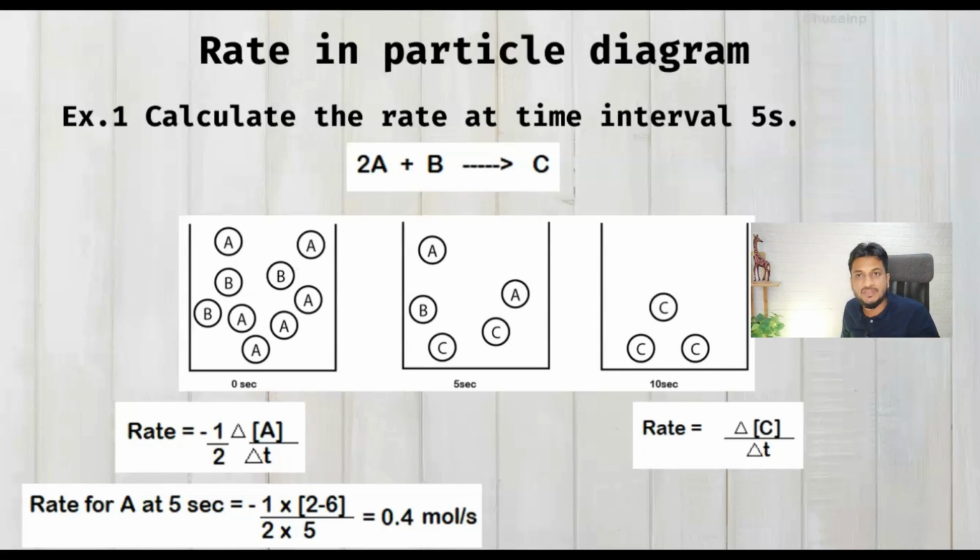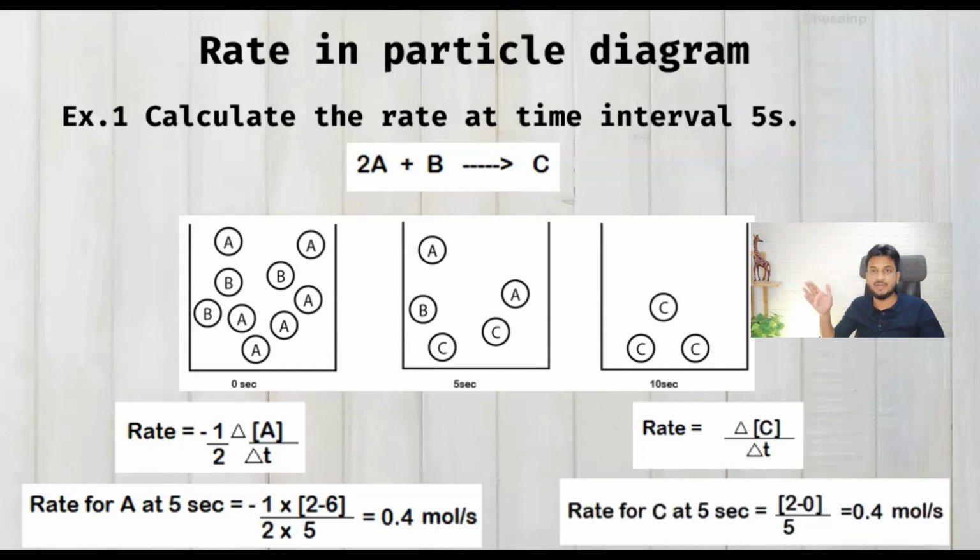Alright, now let's calculate the rate in terms of C. If you see C here, in 5 seconds, we have 2 moles of C. And at the 0 second setup, we don't have any C. So 2 minus 0 for the change in the amount of C, over the change in time, which is 5.